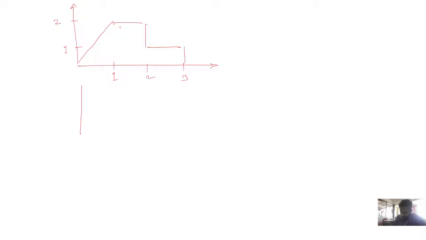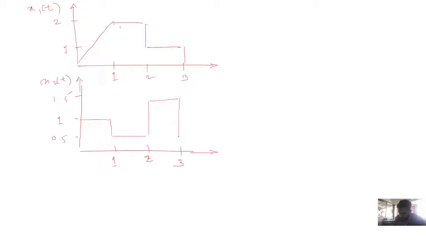The second signal looks something like this. This is, say, 0.5, 1, 1.5. So this is x1 of t and this is x2 of t. I had taken the exact time period so that I can do the multiplication. This is 2, this is 3. For 1 second, it remains at 1, then it falls to 0.5 amplitude, then it remains there for 1 second, then it jumps to 1.5 and remains at 1.5 for 1 second, and it jumps to 0. At this point the amplitude is 0. So this is x2 of t.